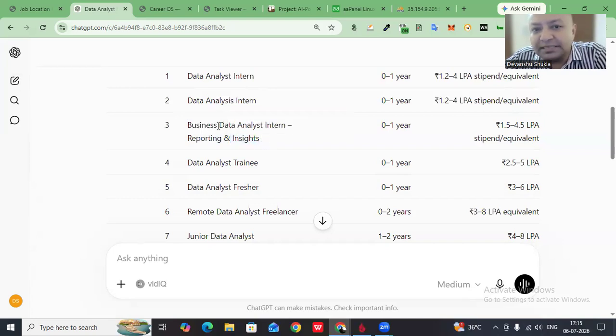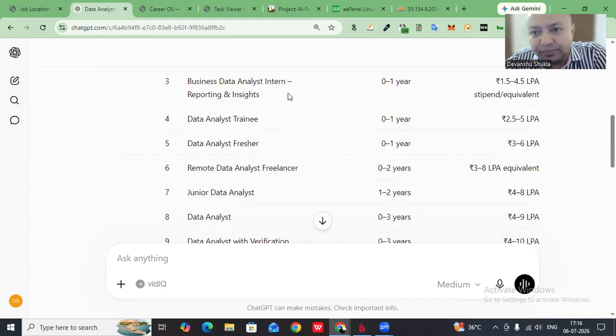Okay, so a business data analyst intern with 0 to 1 years of experience, maybe at this price range, would be working on the reporting and insights part. Reporting means hindsight, and insights means the reason behind something happening for that respective business. So that is what business data analysts do.